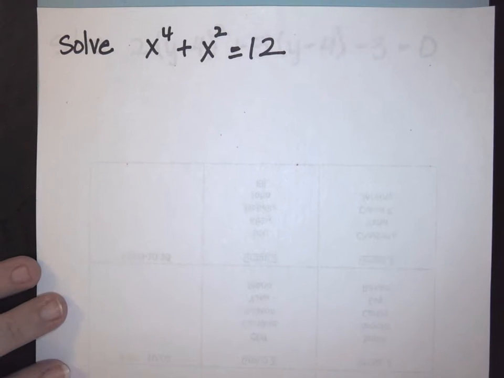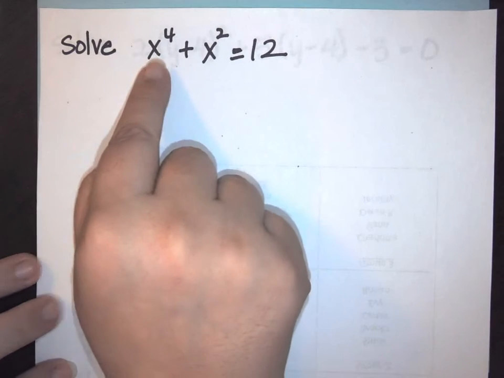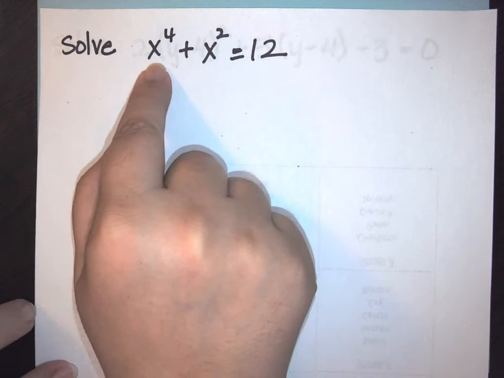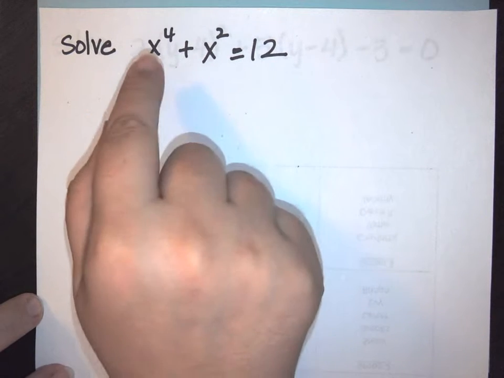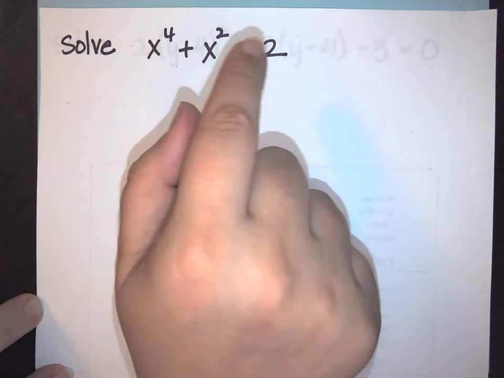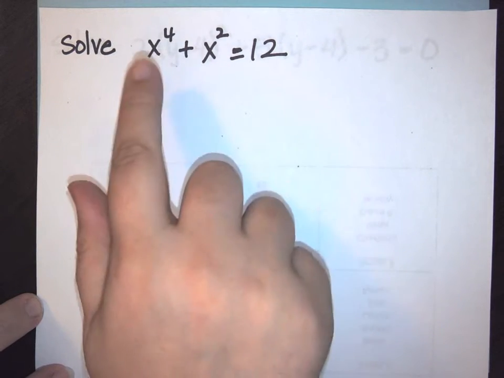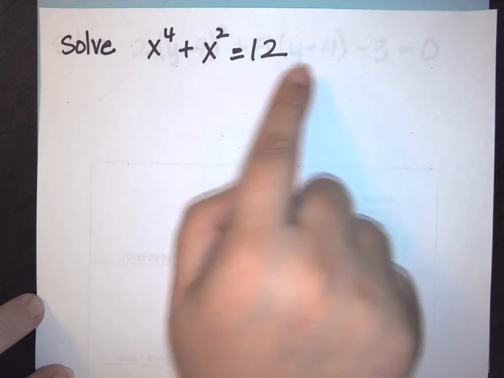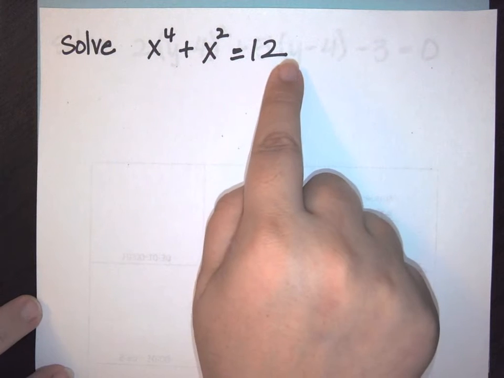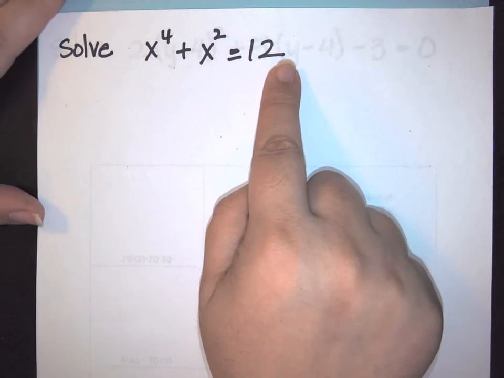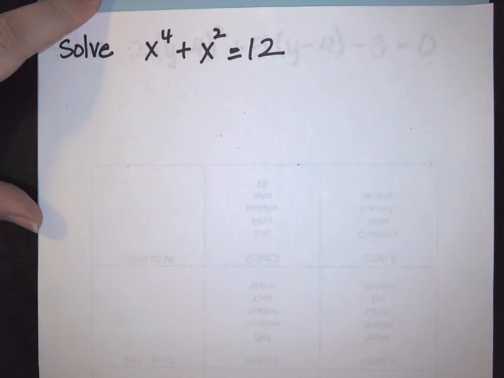So for example, this problem here. Notice I go power of 4, but then I step evenly down. So I go 4, 2, and then nothing. Because of that, that actually tells me right off the bat that this would be one of those special quadratics. And let me show you exactly how that works.